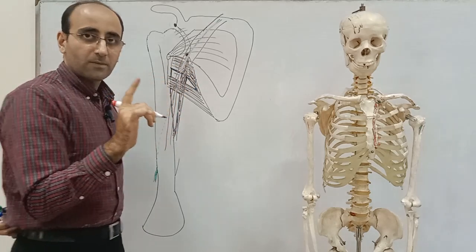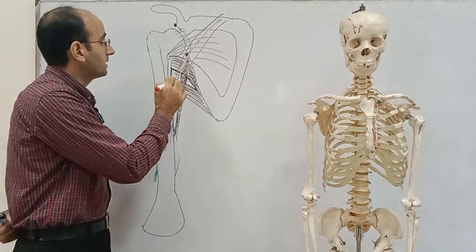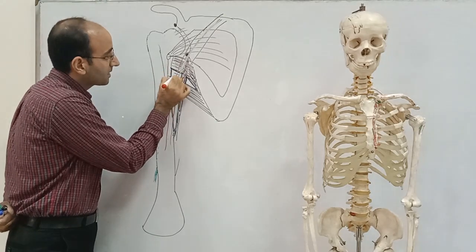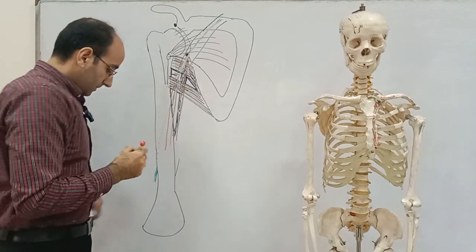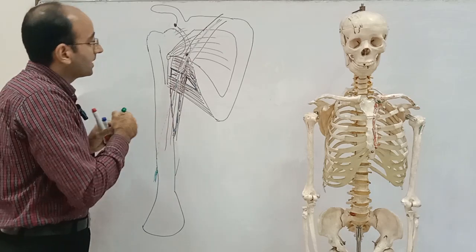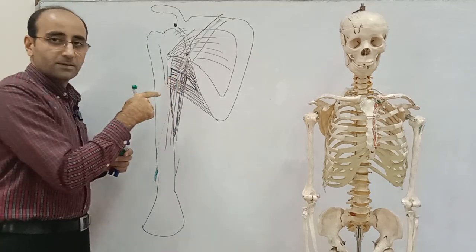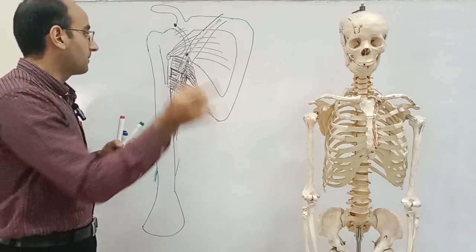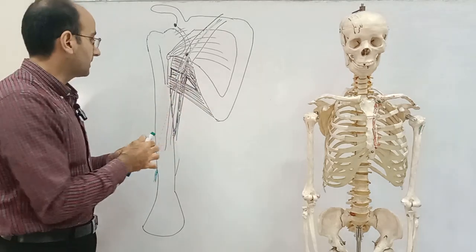The third part of the axillary artery gives off a branch which is called the posterior circumflex humeral artery. The posterior circumflex humeral artery accompanies the axillary nerve through the quadrangular space. So this is the branch which is called the posterior circumflex humeral artery. It accompanies the axillary nerve through the quadrangular space.